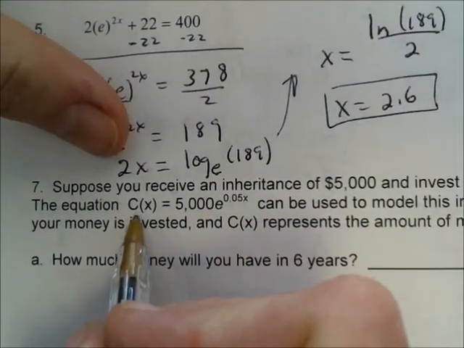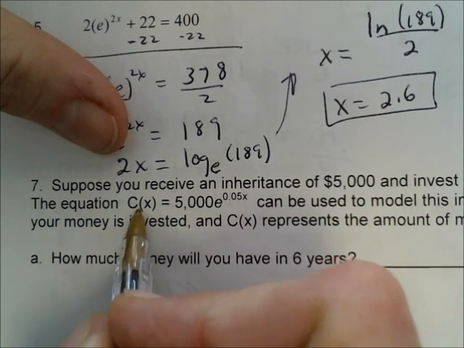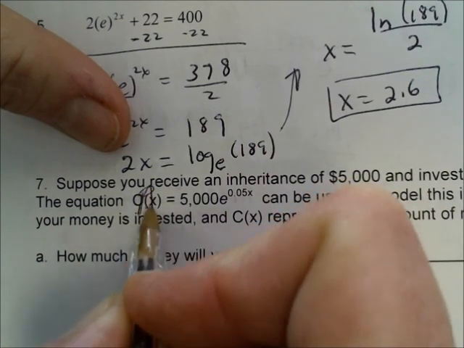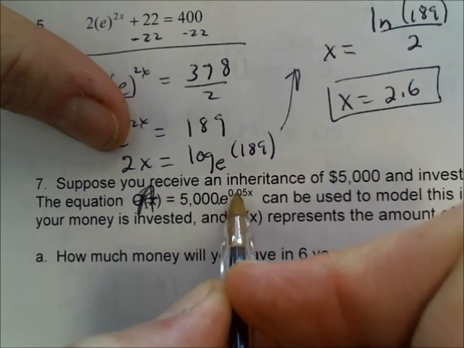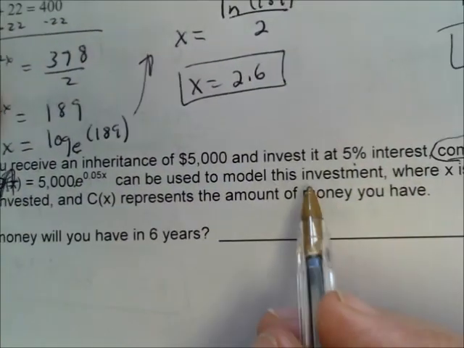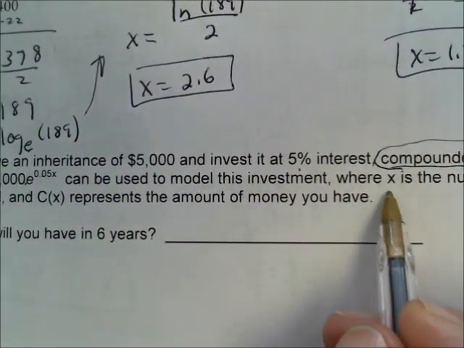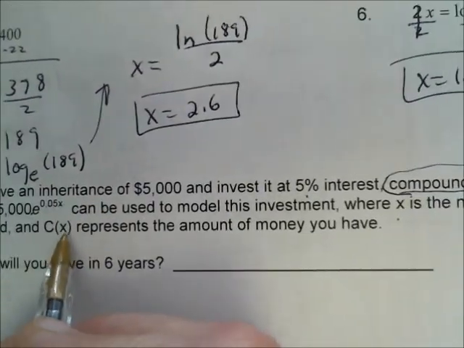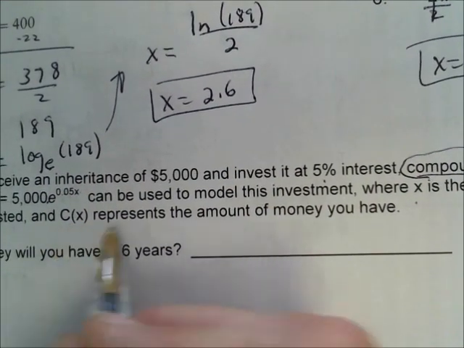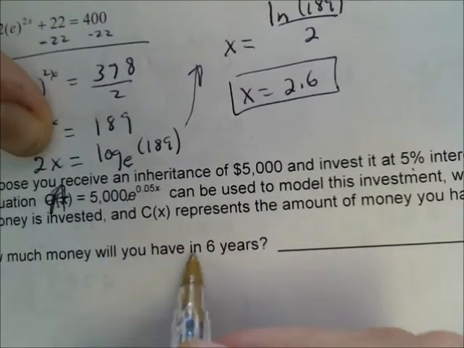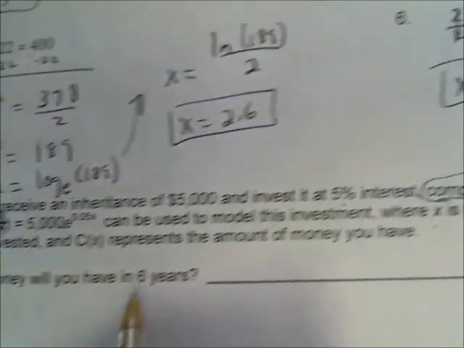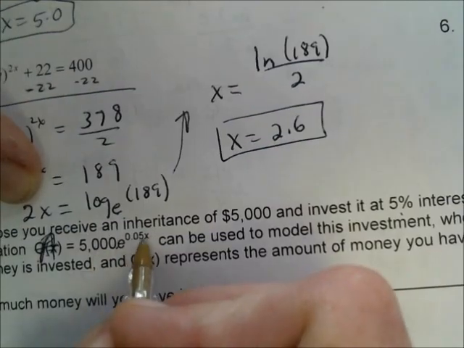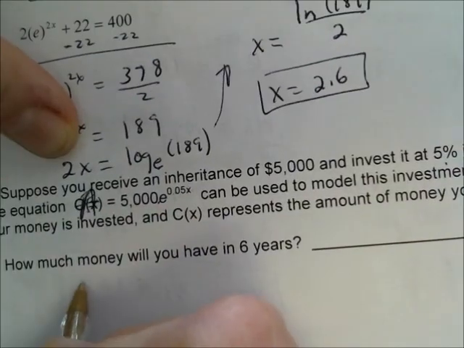The equation, last chapter we learned it as A equals Pe to the rt. That can be used to model this investment. x is the number of years, and C of x, that's just a function like f of x, is the amount of money you have. Well, how much money will you have in 6 years? Okay, x is the number of years, we should circle that. And then this x will contain a 6.